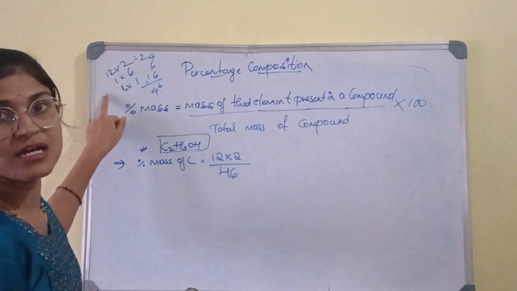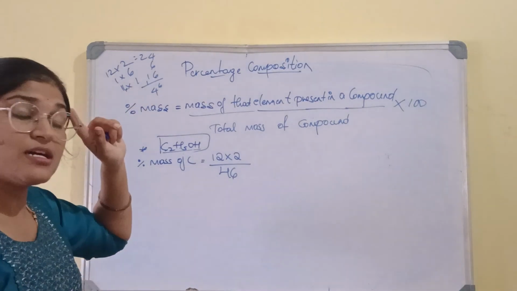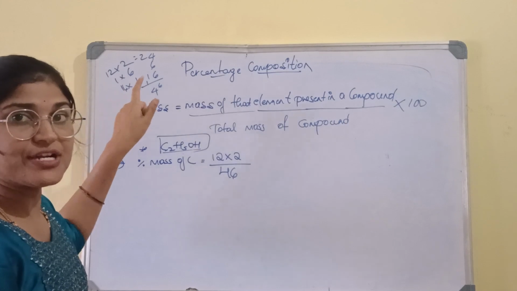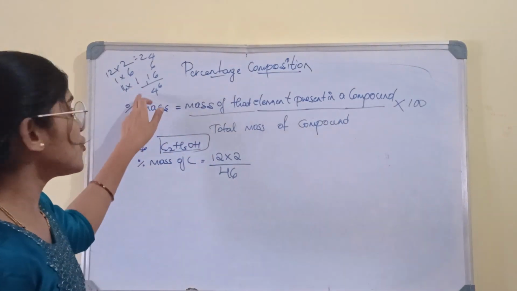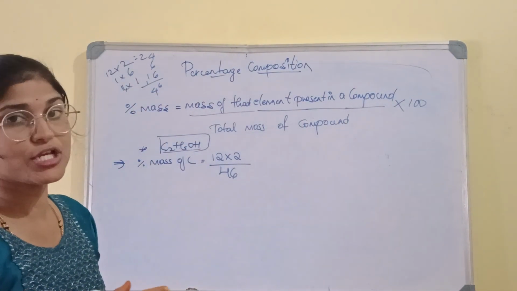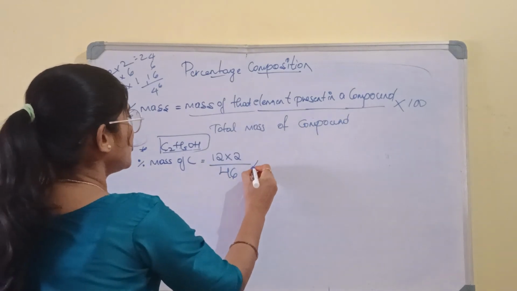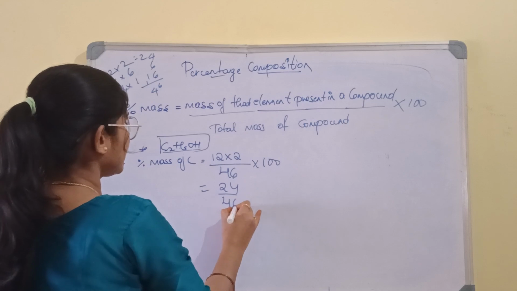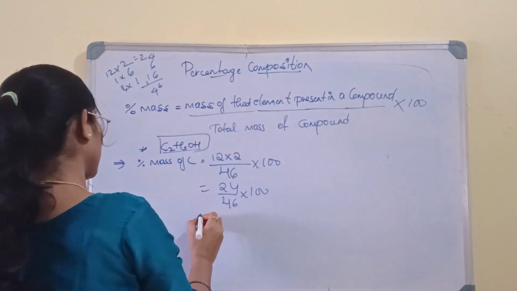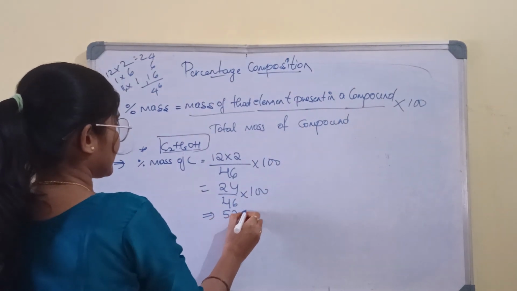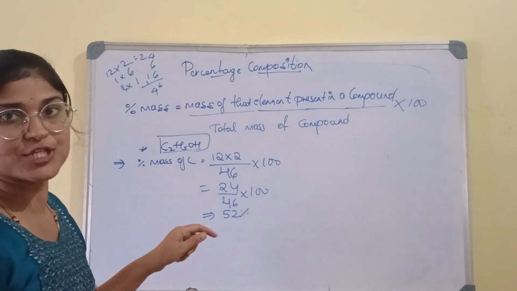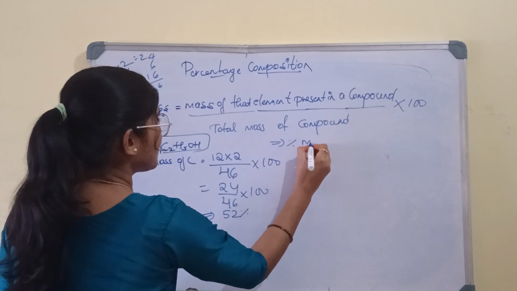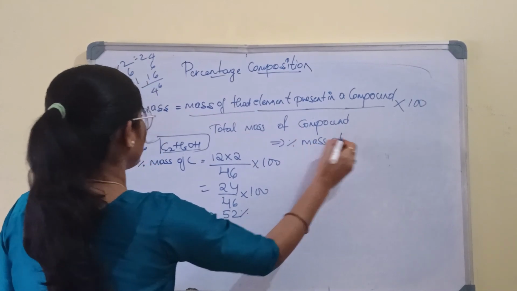In the atomic mass and molecular mass video I have deeply explained how to calculate the molecular mass. And next, into 100. 24 by 46 into 100. If you calculate this, you will get 52 percentage mass of carbon. Next, percentage mass of hydrogen.